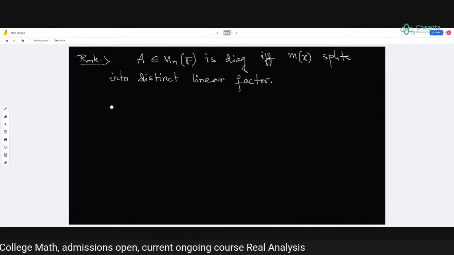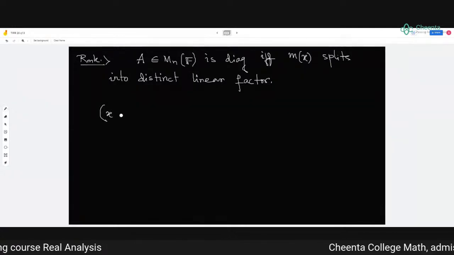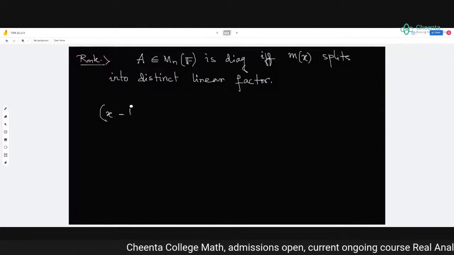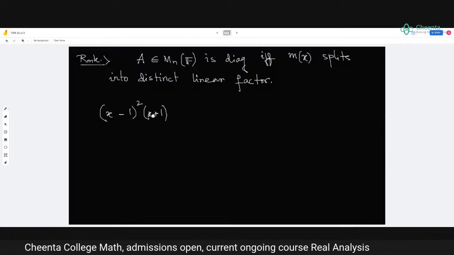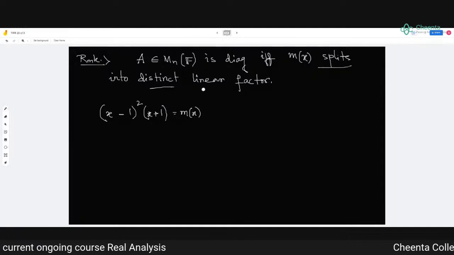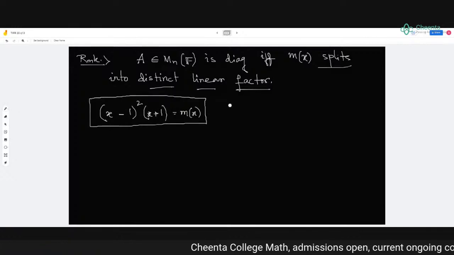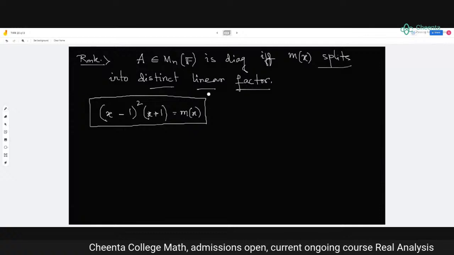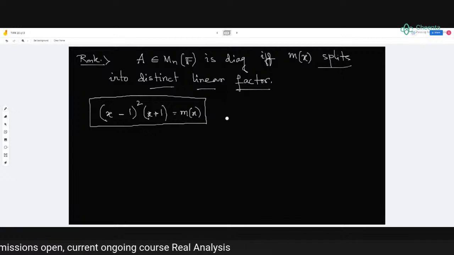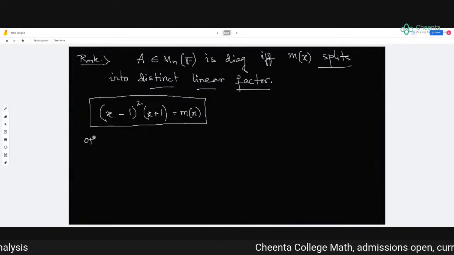Hence, in this given problem, there might be a possibility that the linear transformation we are taking has the minimal polynomial x minus 1 whole square into x plus 1 itself. But then it is not splitting into distinct linear factors. Thus, it need not necessarily be diagonalizable. So this is one way to prove it. The other way is to directly give a counterexample.